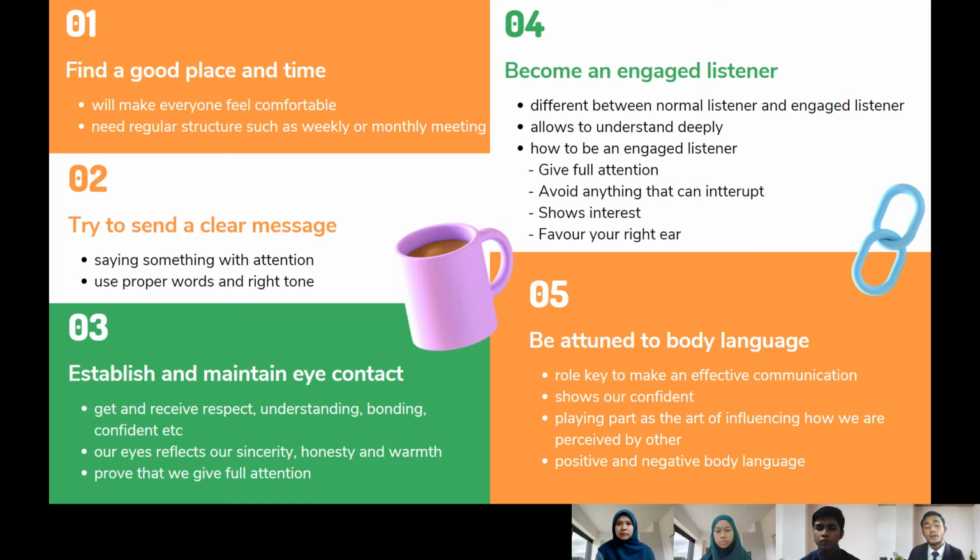Third is establish and maintain eye contact. This is a very important part that is the key to making an effective communication. With eye contact, we can give or receive some respect from other people. Let's say if we are a speaker, we can receive the respect. We can give the respect and also we can build our confidence with eye contact, because eye contact shows us very confident in delivering a speech. And if we are the audience, we prove that we are giving attention to their message.